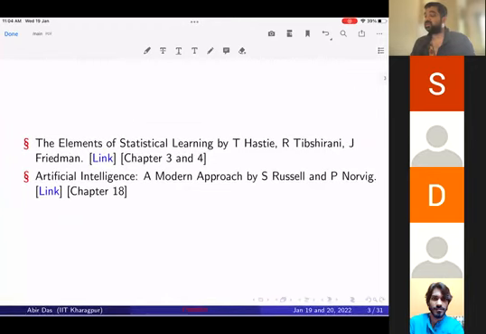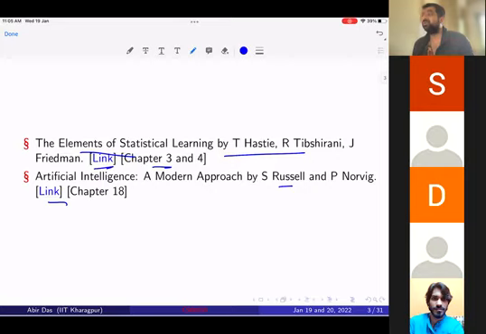These are the canonical references: The Elements of Statistical Learning by Hastie, Tibshirani, and Friedman. It is completely free, link is available. Chapters 3 and 4. This is probably the 3rd edition, which is free. The 4th edition has come, which is not free. Some of the stuff is from chapter 18. It's not always that I have followed all of it diligently, but some references you will find. Whatever references you followed in your machine learning courses will also serve the purpose.